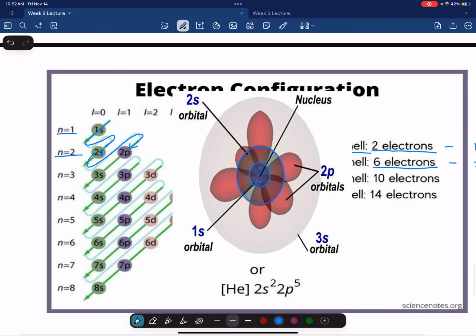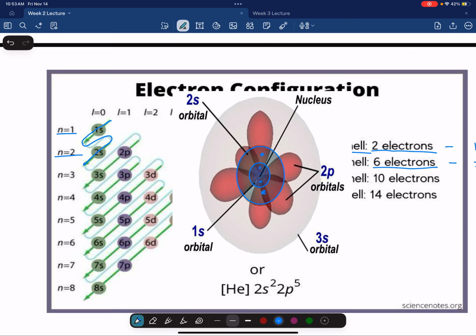A P shell. So if we were to look at this, for the first one, it's going to first fill the S, following this line of electron configuration, which is going to go 1s first gets filled and then followed by 2s. On the second energy level, it's going to fulfill the second S shell first. So 2 electrons have to be in the second S shell before they go to the P shell.